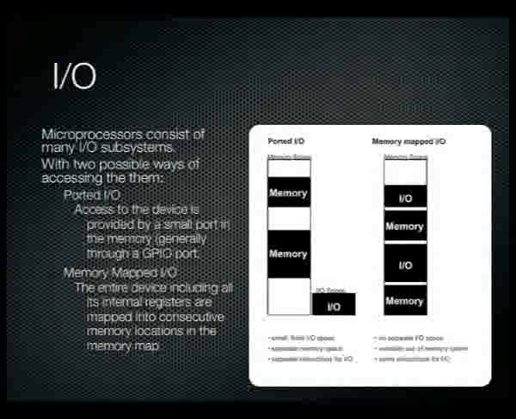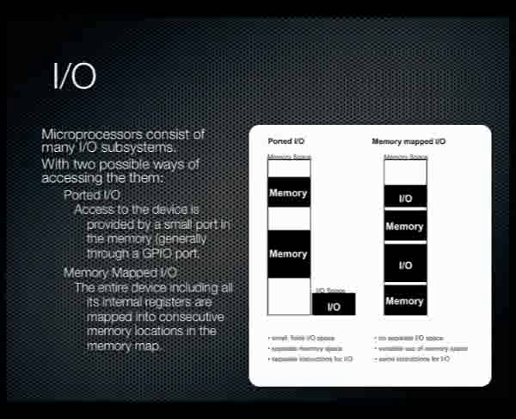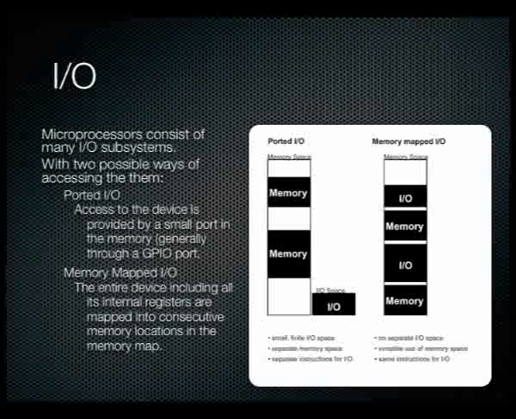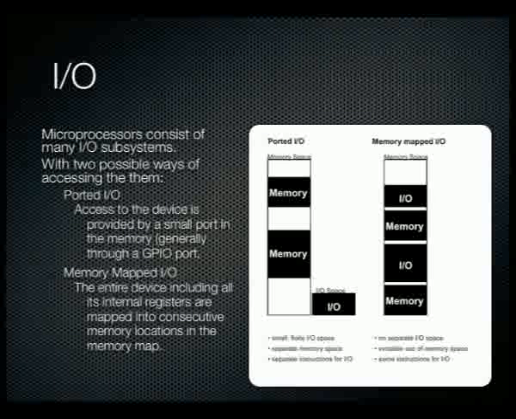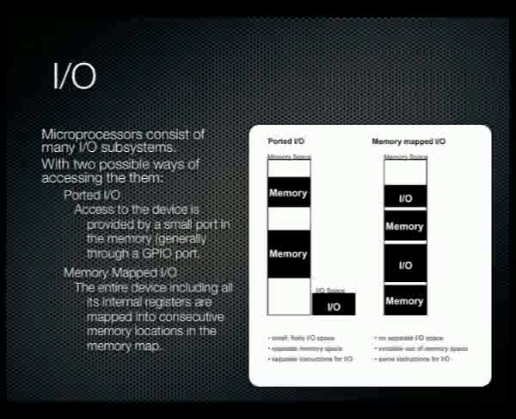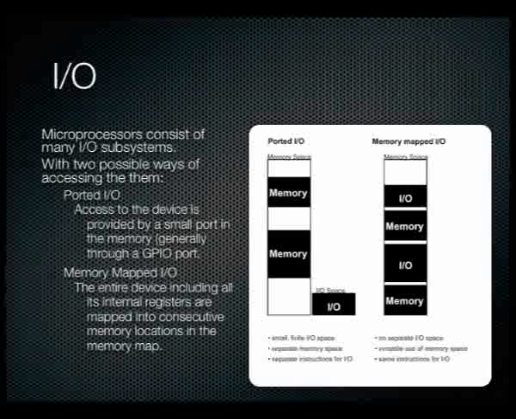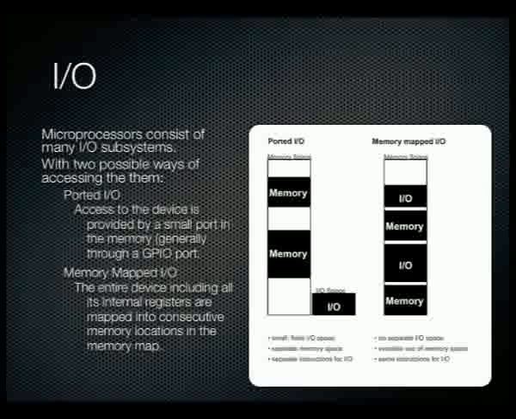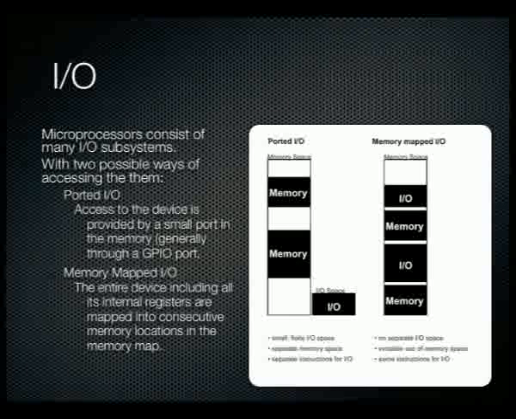So when it comes to input-output devices, we can have many different I/O subsystems built inside a microprocessor. There's two possible ways of accessing those subsystems. One, it can be a ported I/O, which means we have access to the device through a small port or memory. Okay, so it's generally through a general purpose I/O port. So effectively in ported I/O, we're dealing with an input-output device through a very small window, so it's generally like a general purpose I/O device.